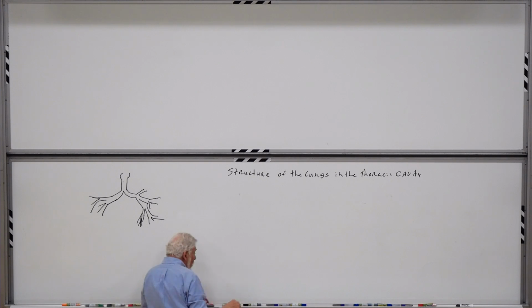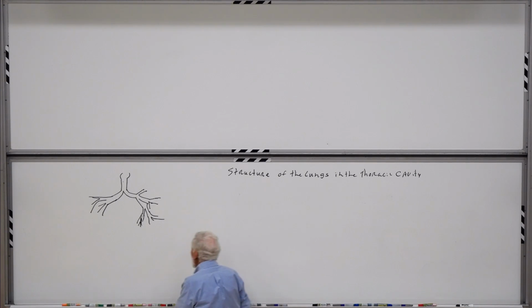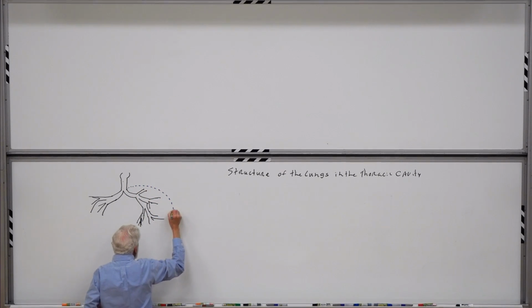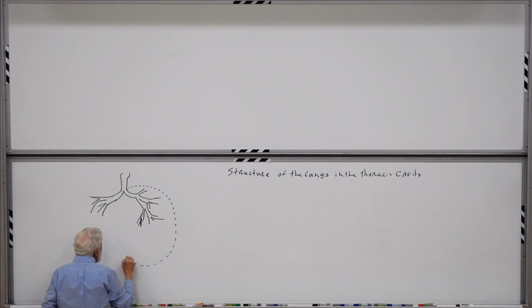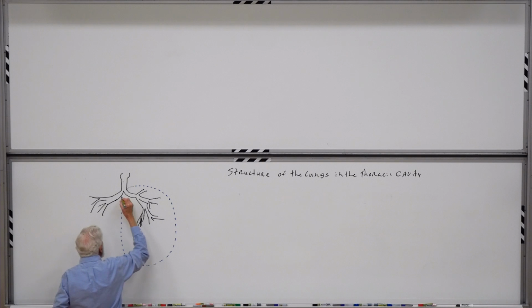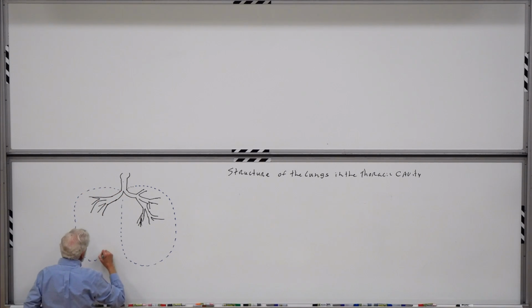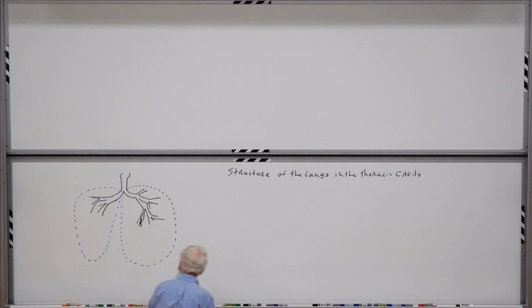And then around that, in blue, I'm going to put the limits of the outer wall of the lung. I'll just put it in a dotted line. And we have two lungs, and so there's the left lung and the right lung. I'll make this a little smaller because I need to put some other structures in here.